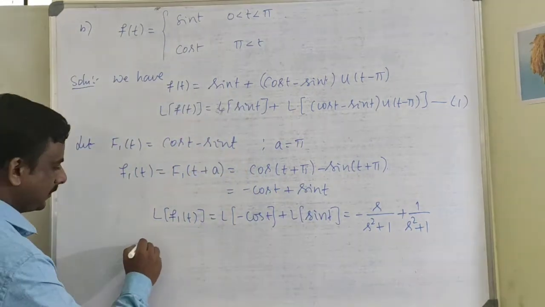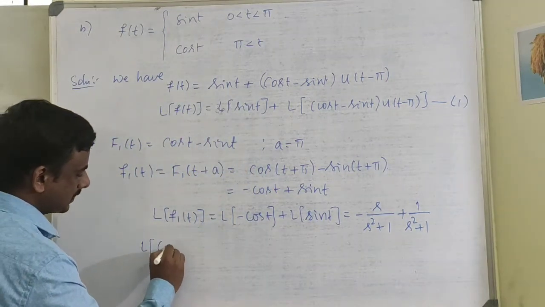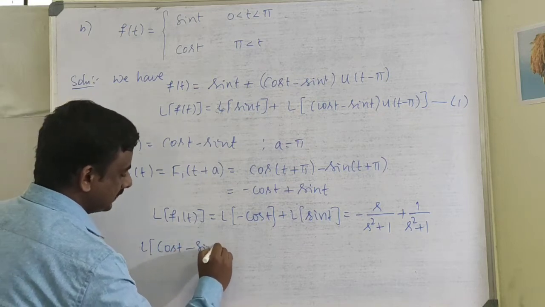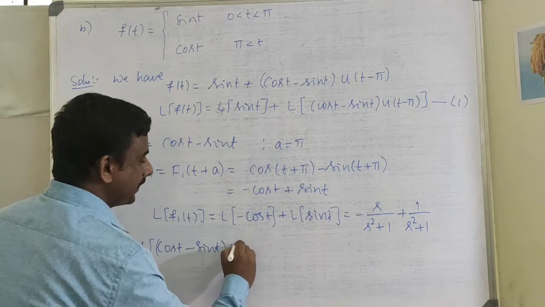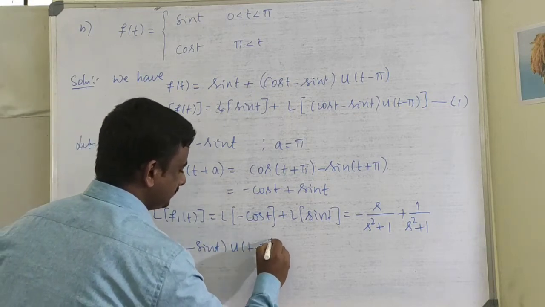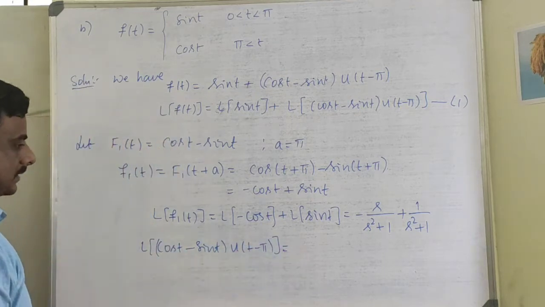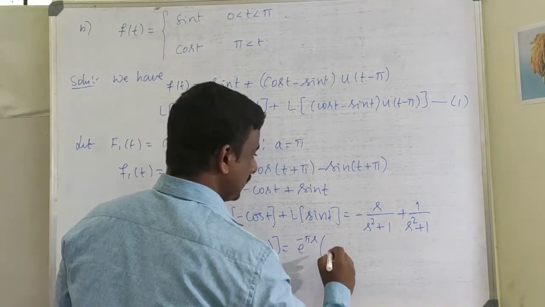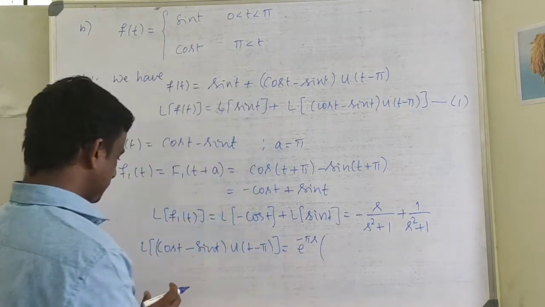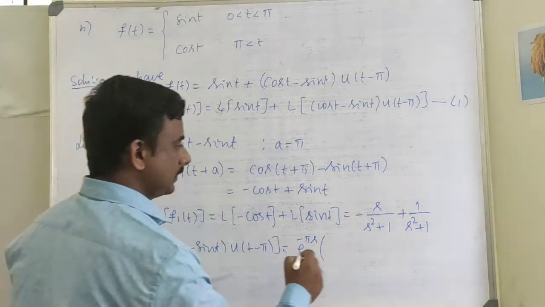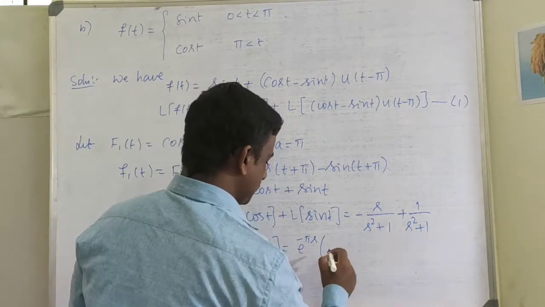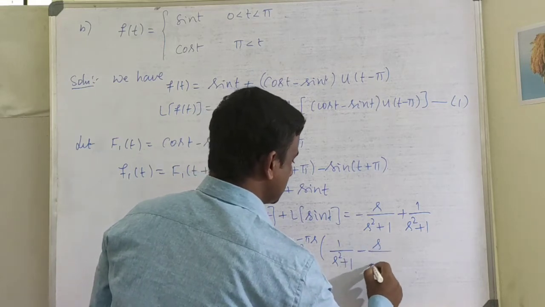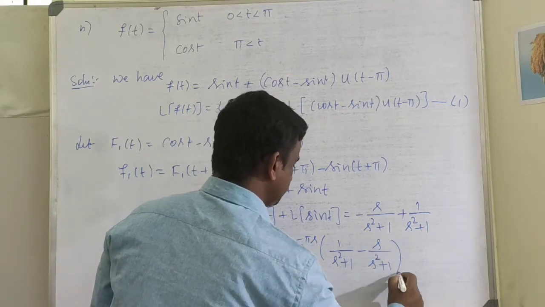Now the Laplace transform of (cos t minus sin t) into u of t minus pi is e power minus pi s into the Laplace transform of f1 of t. I'll write the positive term first: 1 by s square plus 1, minus s by s square plus 1.